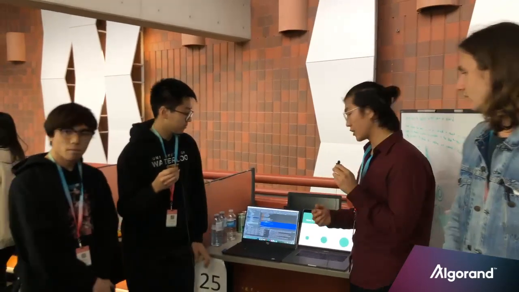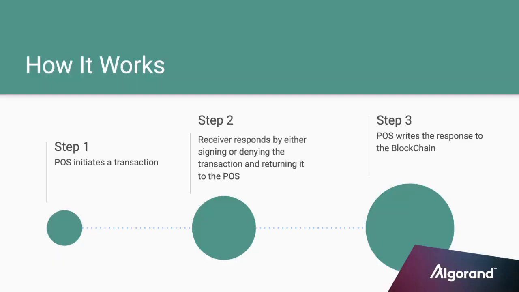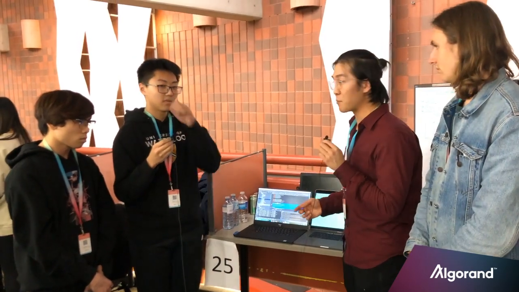So the way our application works is, step number 1, the point of service initiates a transaction. Basically, the vendor, the person who's trying to get money from another account, initiates a transaction, and then next the receiver receives it, and they have a choice to accept or deny this by signing it with their private key. And third, if the receiver signs the transaction, it's committed to the blockchain. And so next we have the demo of our app.